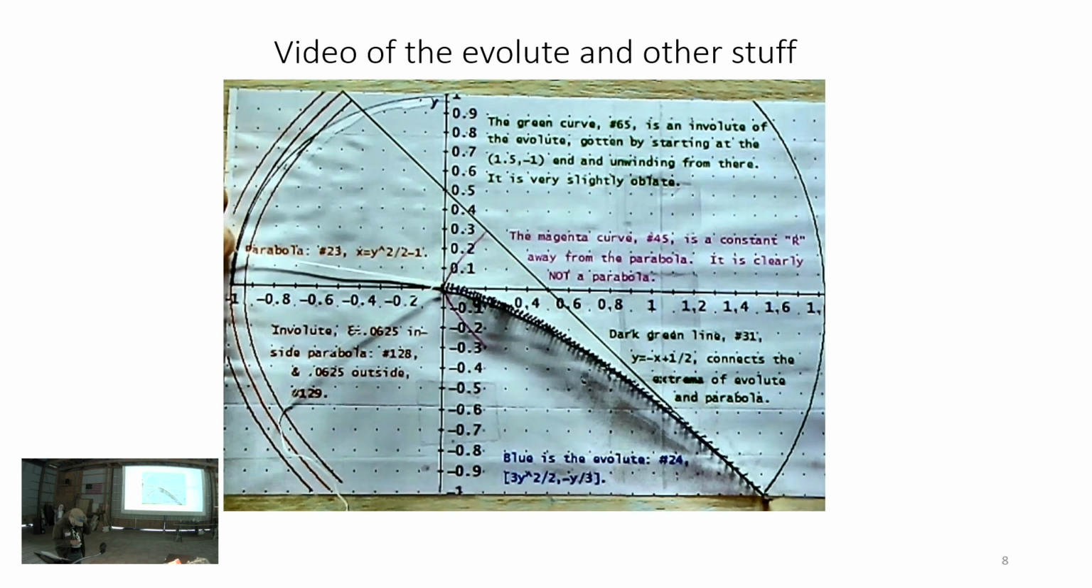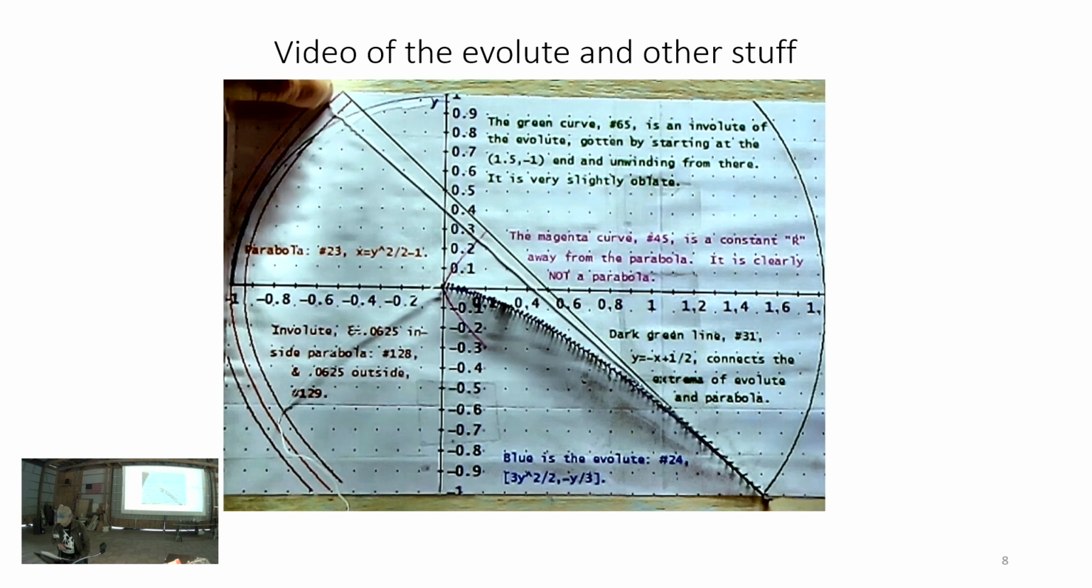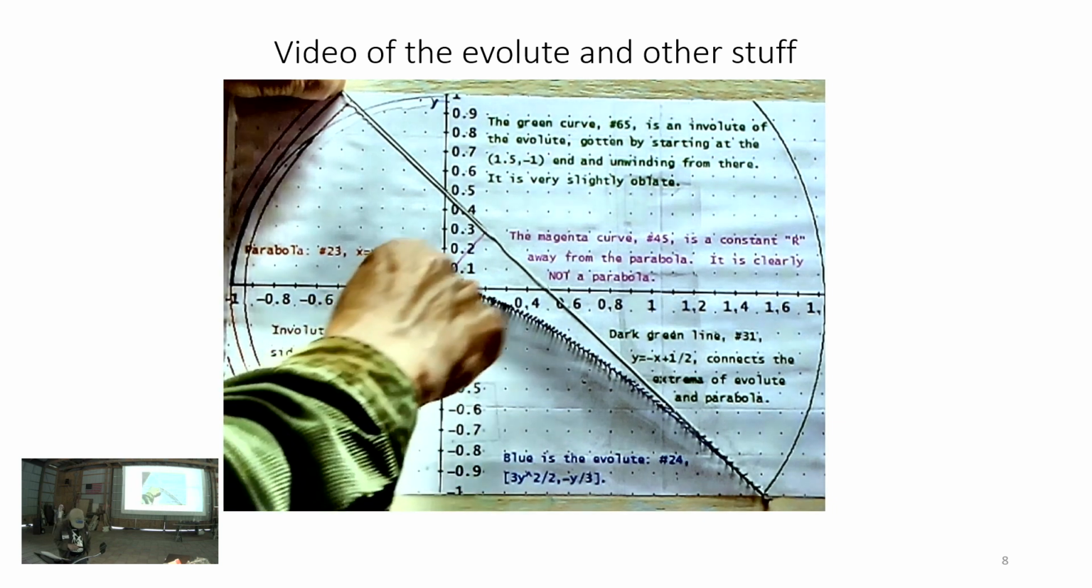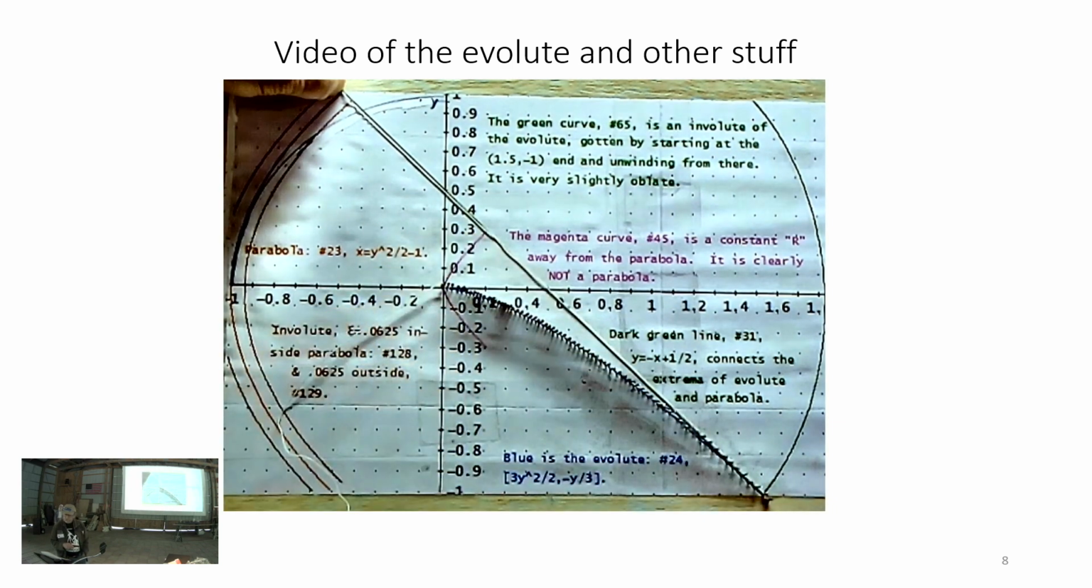Now, a couple things we should notice here. One is that the string is always perpendicular to the curve that it traces out. That's point one. Point two, it is always tangent to this evolute.